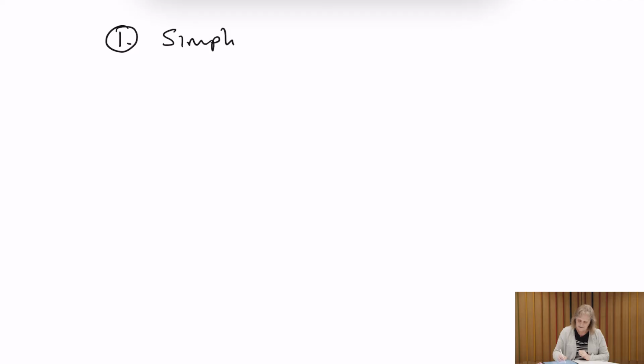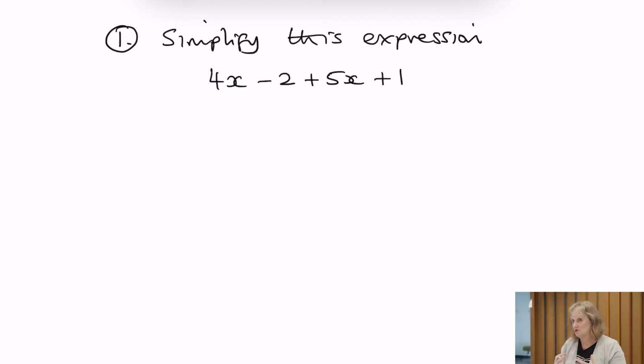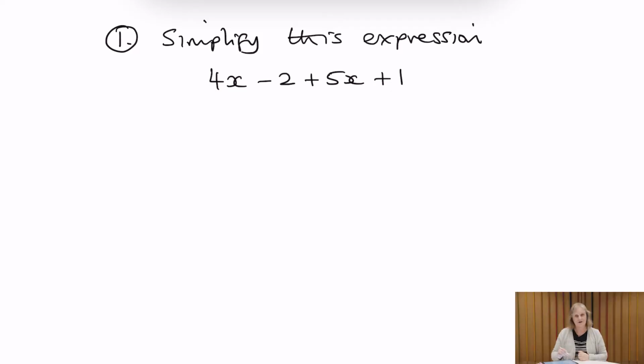Okay, so if we have this instruction to simplify this expression, so we have 4x subtract 2 plus 5x plus 1. So algebra is a language kind of in itself that we use in math to represent various things. We use letters of the alphabet, so generally X and Y, but we can use any letters of the alphabet, A, B, C. So we're going to look at this first question, simplify this expression.